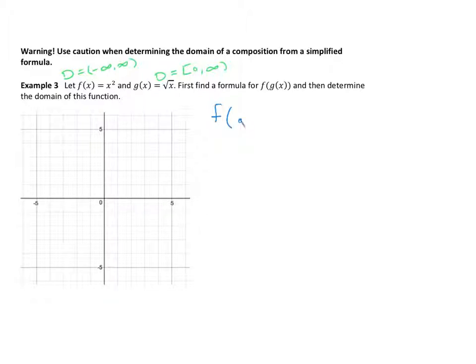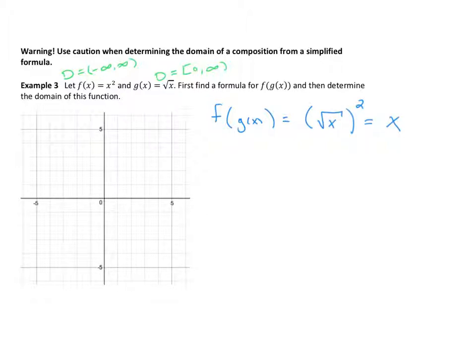f composed with g of x. This means we take the function f, and wherever I see an x, I put the square root of x. That is, the function is x squared, but I'm putting the square root of x in place of it. And really, you could stop here if you would like to. But if you were looking to simplify this, you might note that if I square a square root, these are inverse operations of each other. That is just x.